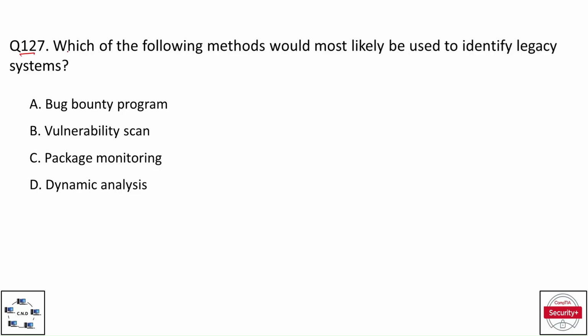Question number 1 to 7. Which of the following methods would most likely be used to identify legacy systems? And the options are option A, bug bounty program, option B, vulnerability scan, option C, package monitoring, and option D, dynamic analysis. And the correct option is option B, vulnerability scan.